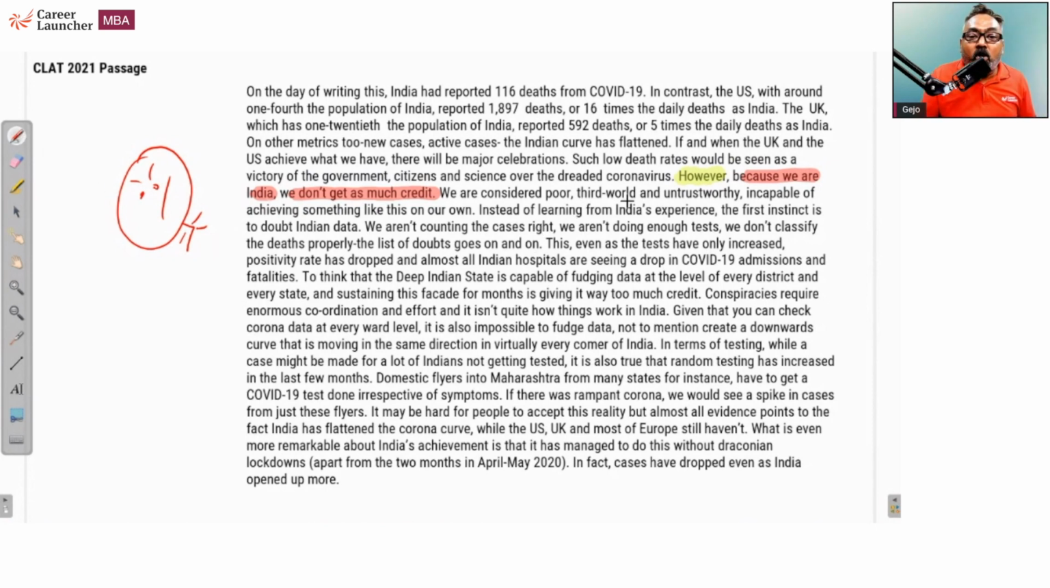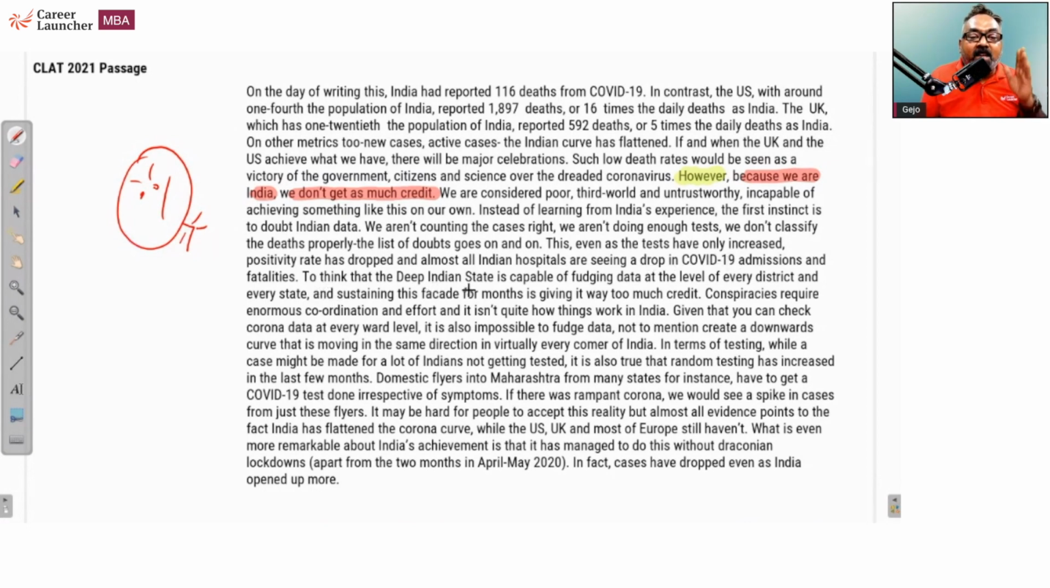We are considered poor, third world, and untrustworthy, incapable of achieving something like this on our own. Instead of learning from India's experience, the first instinct is to doubt Indian data. We aren't counting the cases right. We aren't doing enough tests. We don't classify deaths properly. The list of doubts goes on and on. This even as tests have only increased. Positive rate has dropped, and almost all Indian hospitals are seeing a drop in COVID-19 admissions and fatalities.